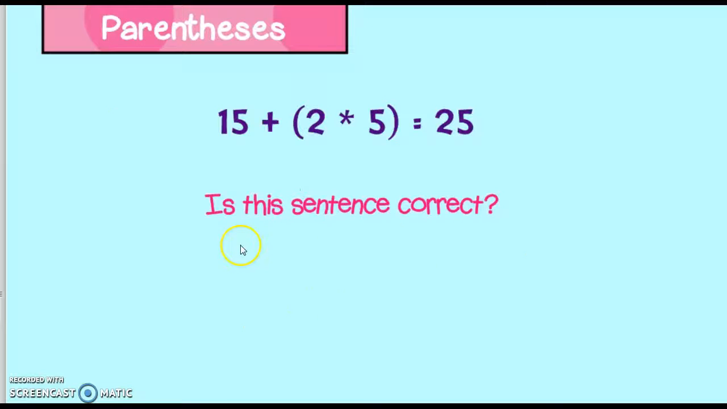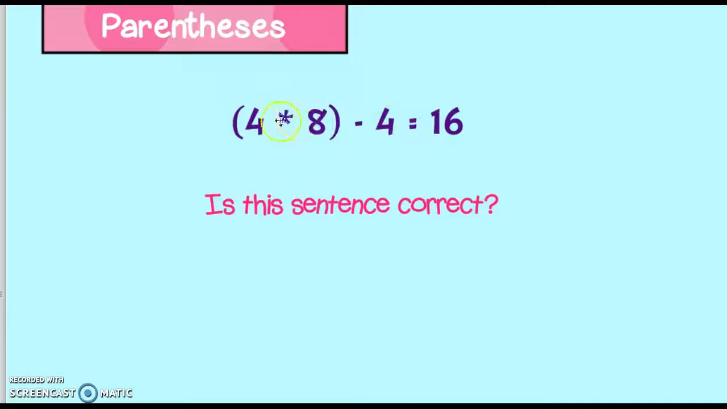Let's see if this sentence is correct. Well, I know whenever I see parentheses, I have to do the parentheses first. So I ask myself, what is 2 times 5? 2 times 5 is 10. So this number sentence now becomes 15 plus 10. 15 plus 10 is 25, so my answer is true.